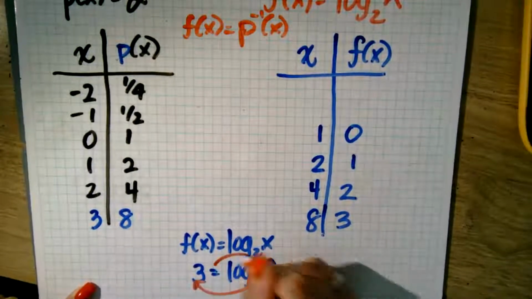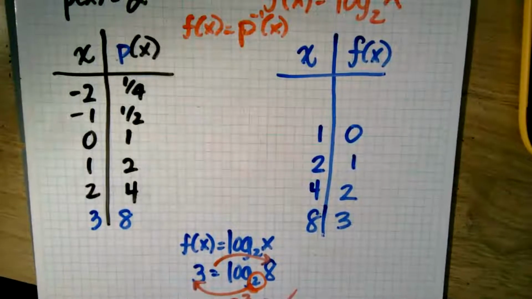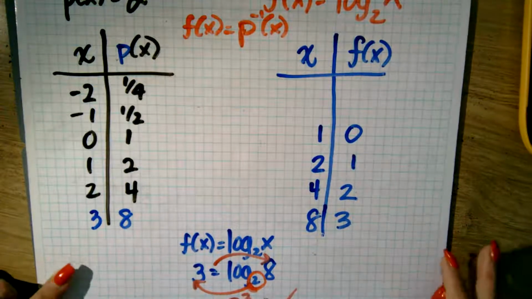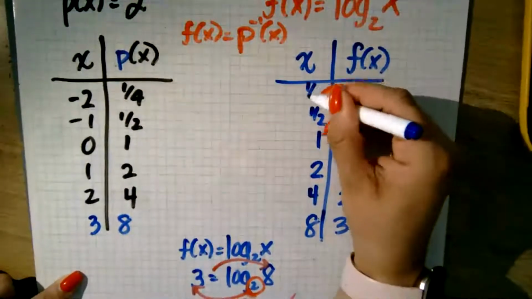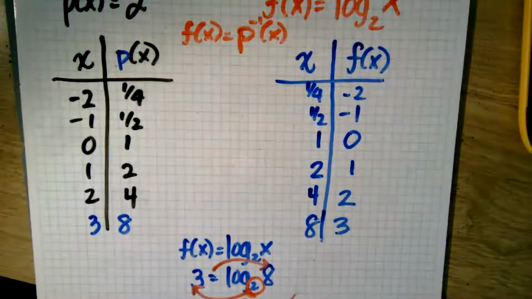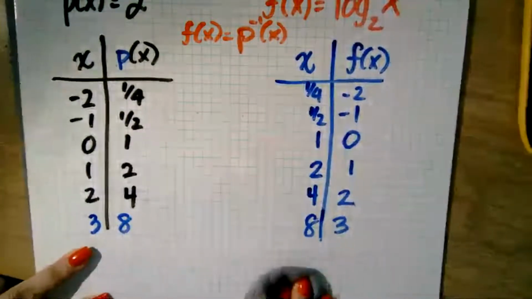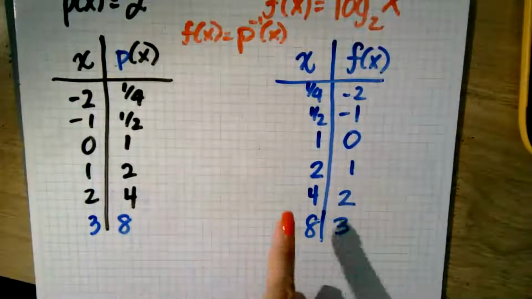2 to what power gives me that? 2 to the 3rd equals 8. Is that right? Yes, it is. So I hope you recognize that. And now for the sake of simplicity, we're going to say that 1/2 corresponds to -1 and 1/4 corresponds to -2. So far, my first characteristic of inverse functions has been satisfied, indicating that the inputs of one function become the outputs of the other and vice versa.